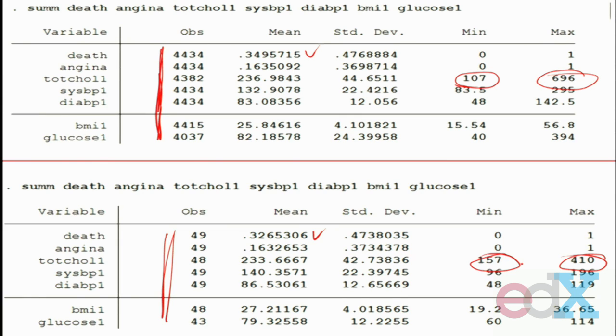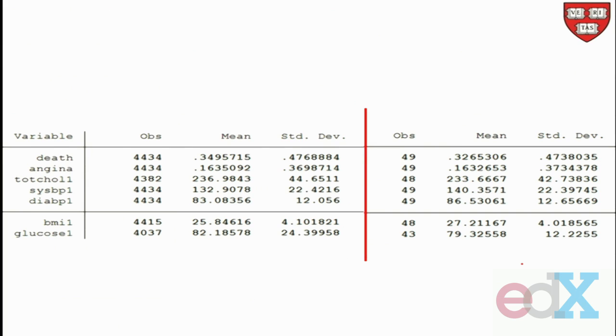Look at the total cholesterol level. Let me put these side by side so that it's easier to make a comparison. So here we have 35% versus 33%, 16% versus 16%. So we're close there. Actually, we couldn't have been much closer. 236, 233, and so on. So the means are pretty close. Here's 182 versus 179. So not bad.